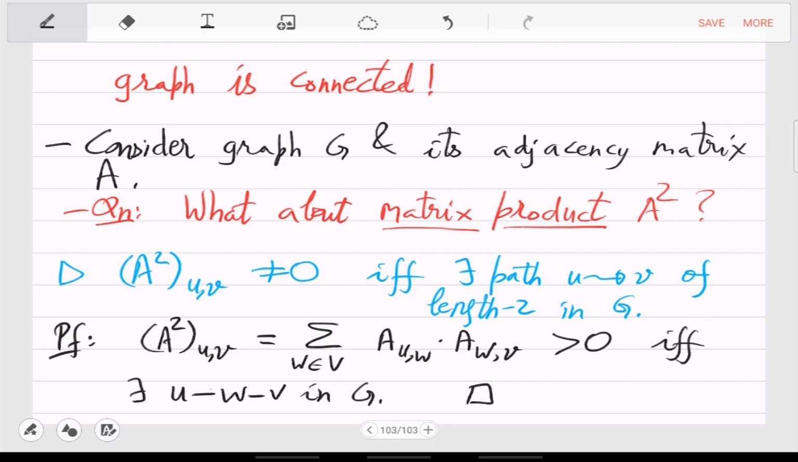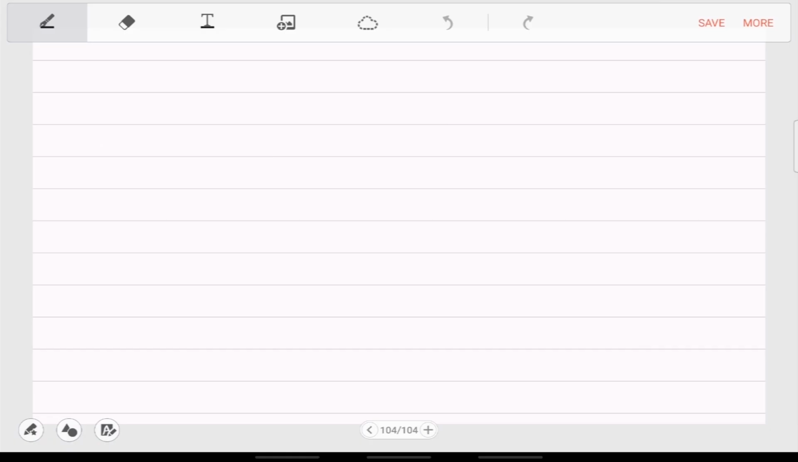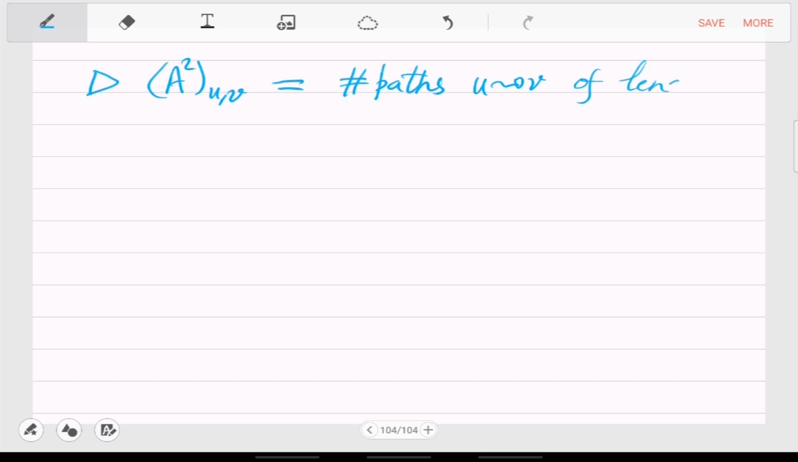So this then becomes even more interesting, that A square U comma V is exactly equal to the number of paths from U to V of length 2. Right? So now actually this solves a very difficult question, because instead of finding all the paths from U to V and counting them, you can just do matrix powering, A square, A cube and so on, and that will automatically count.